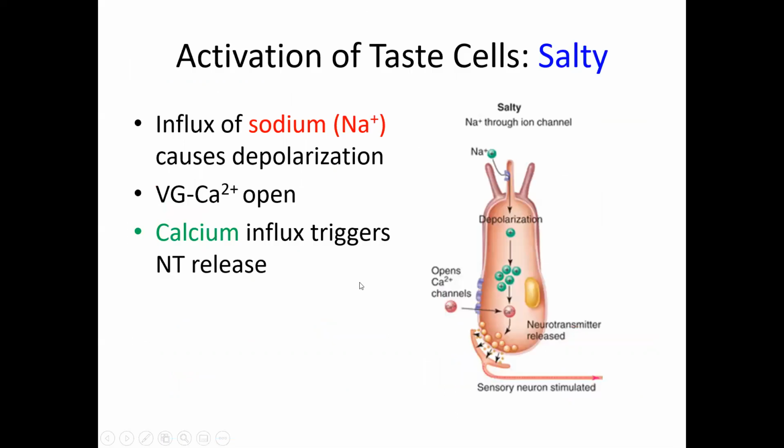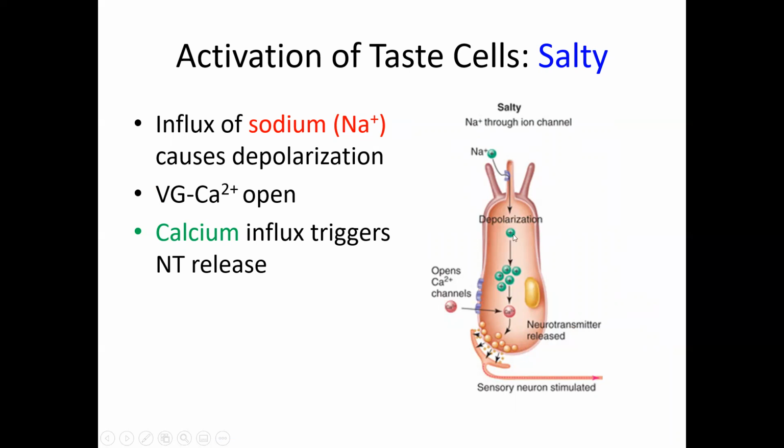Okay, now we're going to talk about specifically how they activate. How do you activate the cells? For salty, remember it's going to be activated by sodium. Now sodium is already a positive ion. It's a cation. So in order to depolarize those salty taste cells, all we have to do is allow the sodium to come in through a channel. Here's the ion channel there.